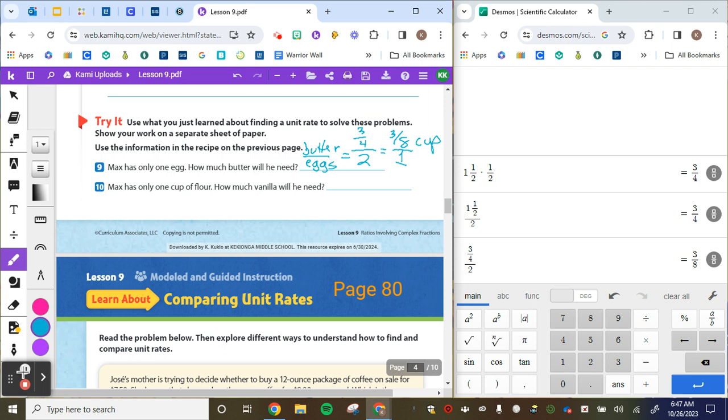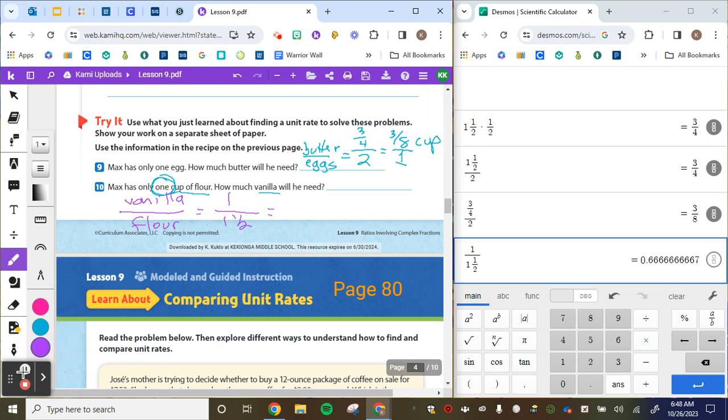Now question 10 is different because it says he only has 1 cup of flour. So now we're not using eggs, we're using flour. And we want to know how much vanilla we will need. Whenever we do unit rates, whichever one is the 1, that's the label we're going to put on the bottom. So this time he needs 1 cup of flour. So to solve this question, we're going to put vanilla in the numerator and we're going to put flour in the denominator. Go ahead and set up your ratio for vanilla and flour and then use the calculator to divide and check it with the video.